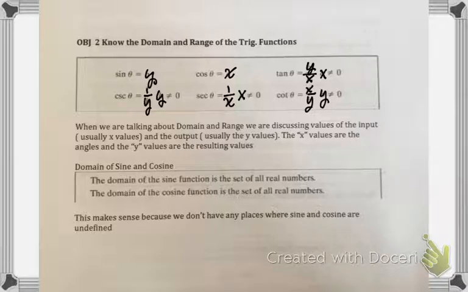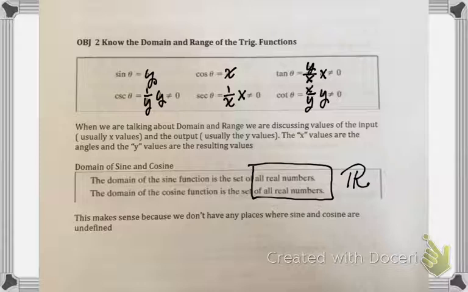The domain of sine and cosine are both all real numbers. I just want you to know that all real numbers can be written like that. It looks like an R with an extra line. I just wanted you to see that because I'm going to use it. If you look at your unit circle, if you move around the whole entire thing, you will see that sine and cosine are never undefined.